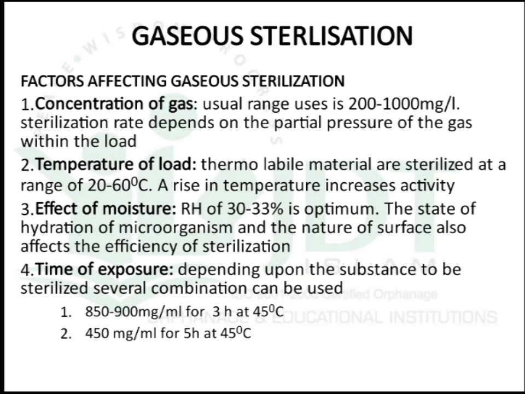Now, what are the different factors affecting gas sterilization? Concentration of gas: the usual range used is 200 to 1000 milligram, and the sterilization rate depends on the partial pressure of the gas. Temperature of the load: thermolabile materials are sterilized at a range of 20 to 60 degrees Celsius, and a rise in temperature increases the activity. Effect of moisture: relative humidity of 30 to 33 is optimum. The state of hydration of the microorganism and nature of the surface also affect the efficiency of sterilization.